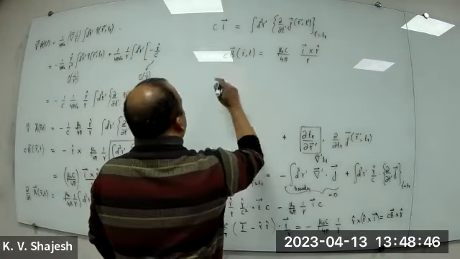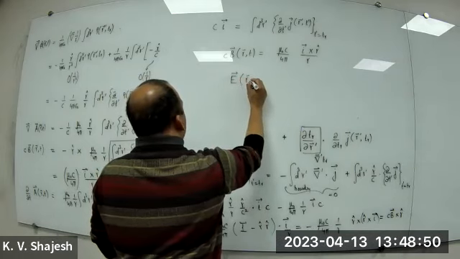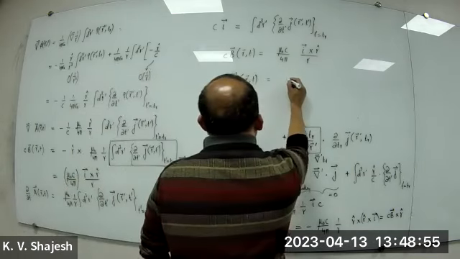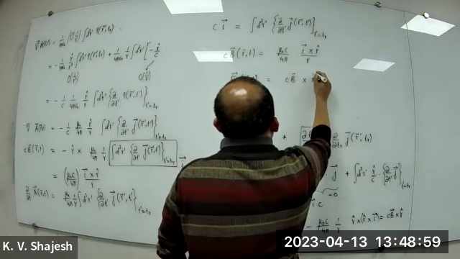And electric field, once you have a magnetic field, electric field is straightforward. It's just a cross product of that, right? So it is equal to c times B. So you don't have to do any extra work. Okay.